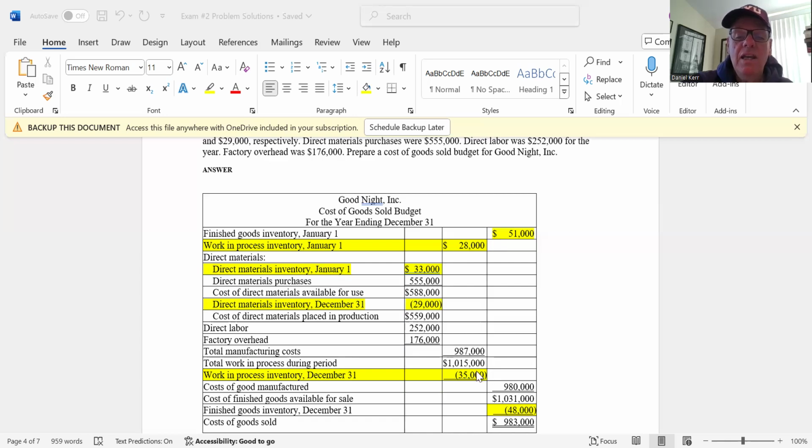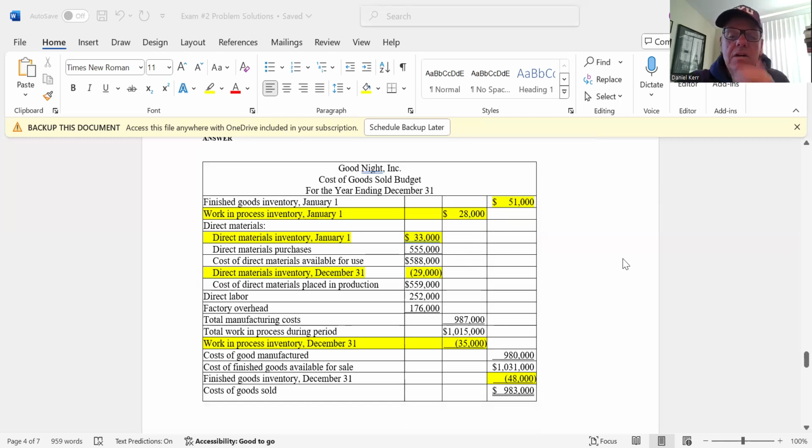So again, here you had to consider the work in process at the beginning and the work in process at the end. And then when you get to your final calculation of cost of goods sold, you got to consider the beginning and ending inventory of finished goods. So your total there is 983,000.